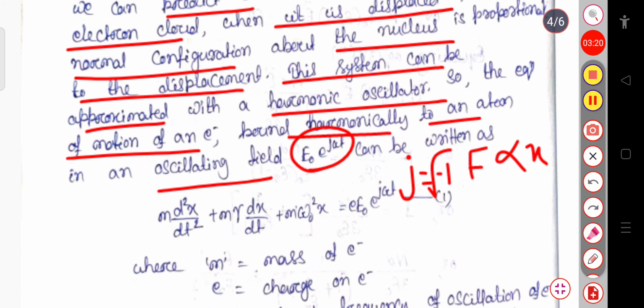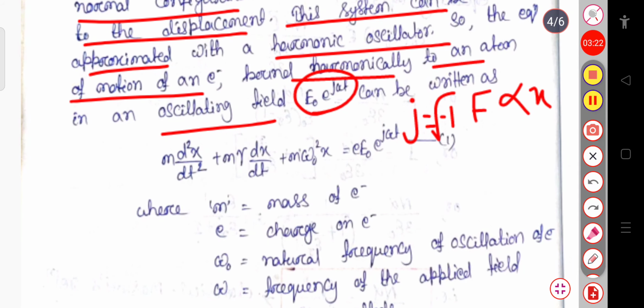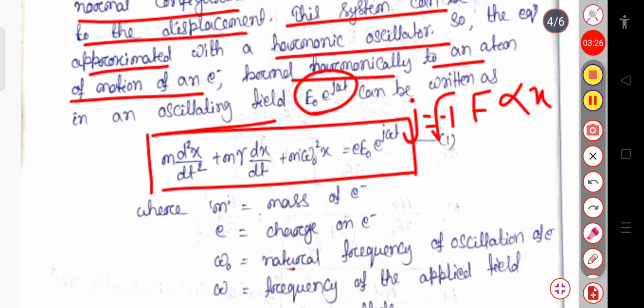So we can write the equation of motion of an electron for a harmonic oscillator as m d square x by dt square plus m gamma dx by dt plus m omega naught square x, equal to e E naught exponential j omega t. A non-homogeneous equation is found.